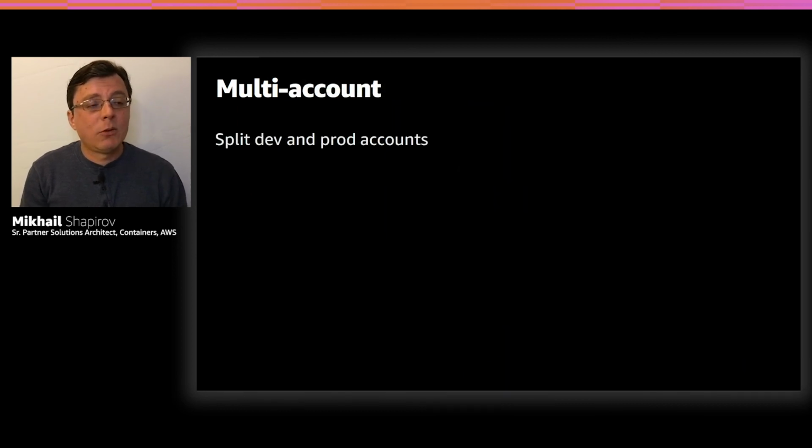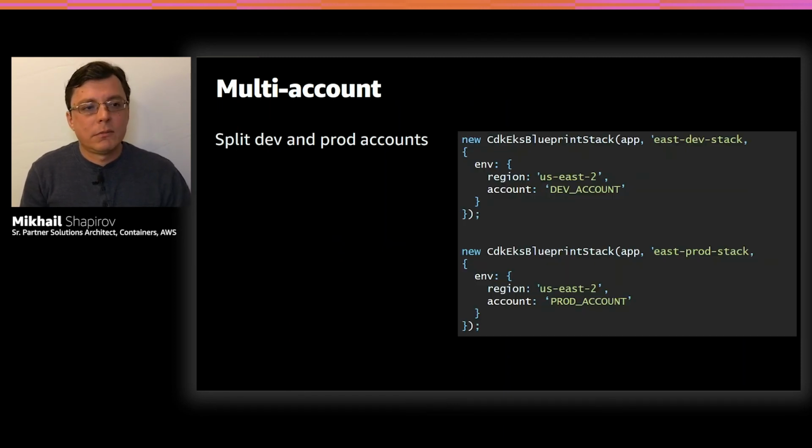At the multi-account level, it's a good idea to split dev, staging, and prod accounts. We could do that. Here is our stack that is a dev account in US East 2 and also a prod account in US East 2 for the same cluster. And all of that can be done with just a few lines of code, and it helps with provisioning and day two operations, since it's backed by CloudFormation and will reconcile any kind of drift whenever it happens.